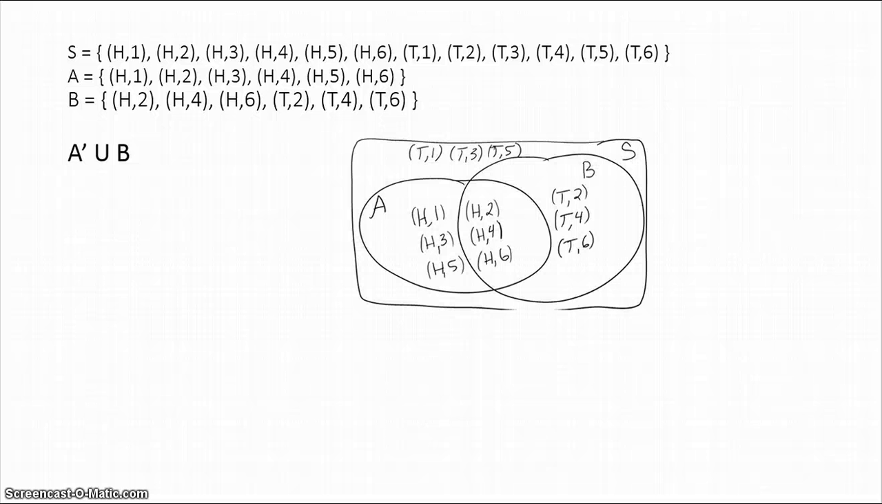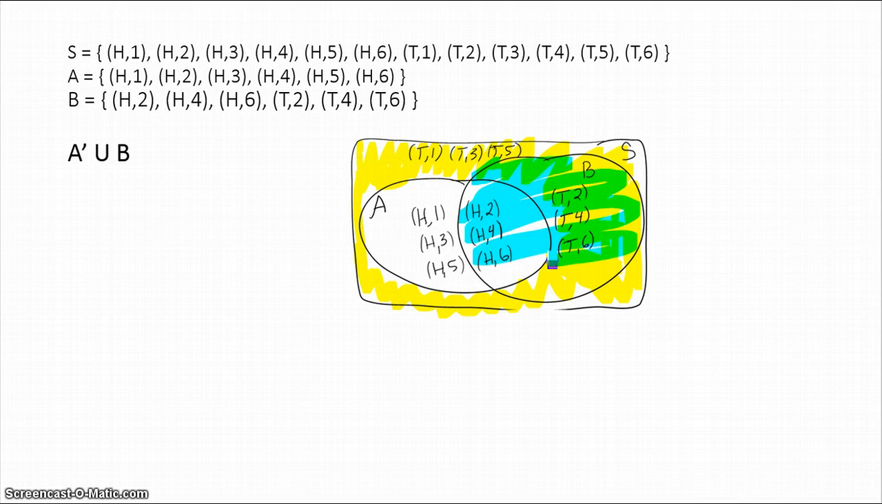Okay, first let's look at A complement union B. So here, first let's look at the Venn diagram. Sometimes it's helpful. We can look at A complement, which is this yellow portion. B is here. So the union of A complement and B is anything that is shaded in any color.